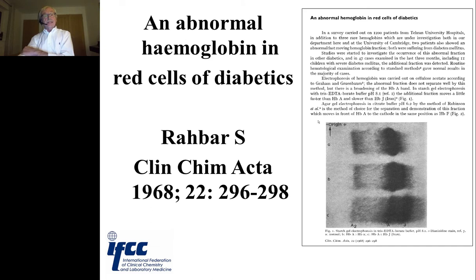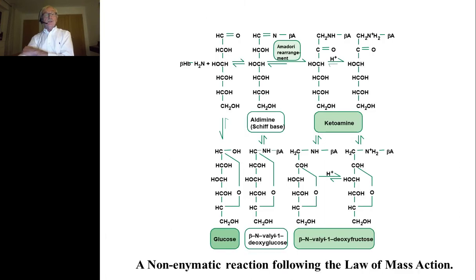Luckily, in 1968, a researcher called Rabat, who was looking at the red cells from patients with diabetes, described what he called an abnormal fast-moving hemoglobin. We now know, of course, this abnormal hemoglobin is not abnormal, but is glycated hemoglobin. But what is glycated hemoglobin?